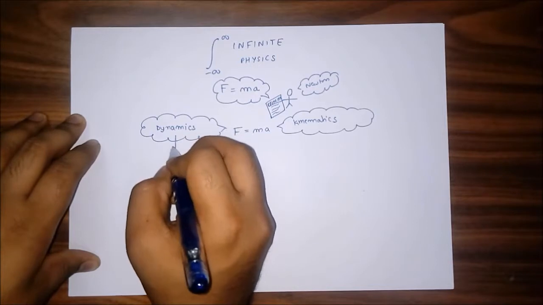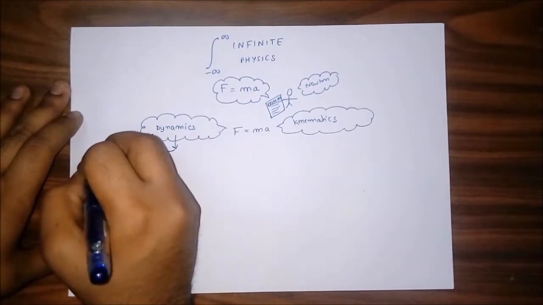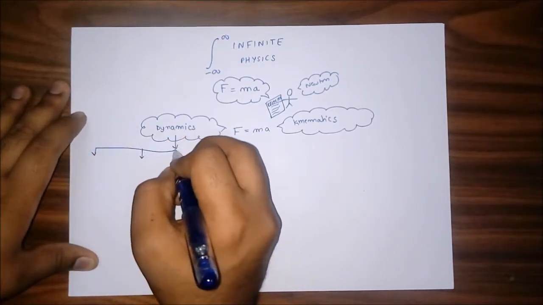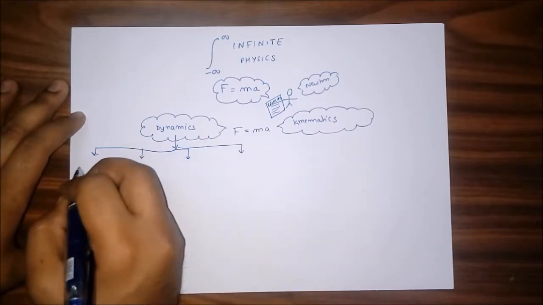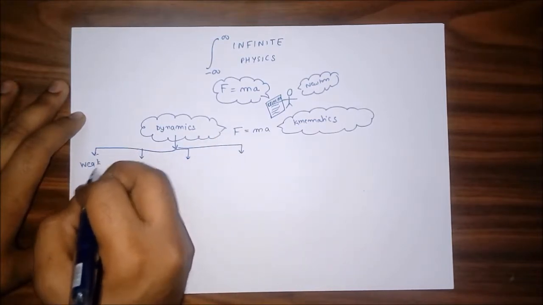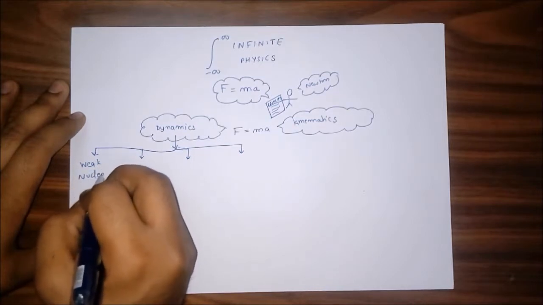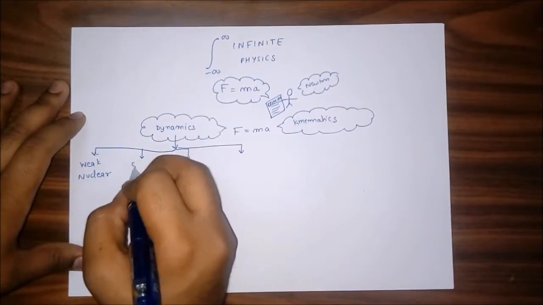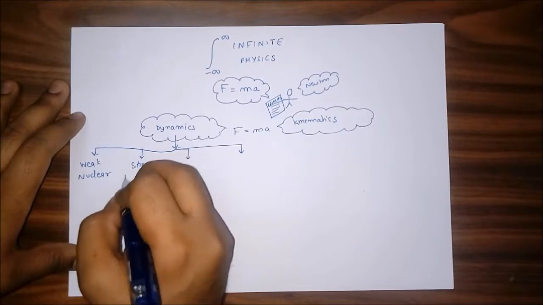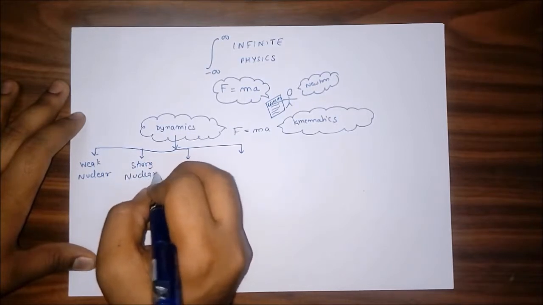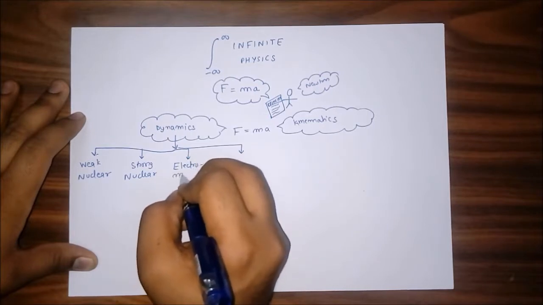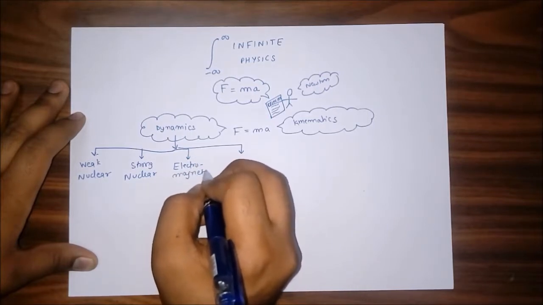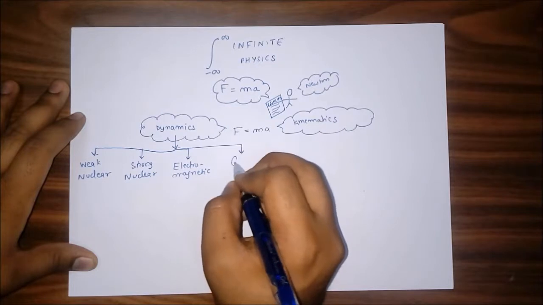The dynamics is described by forces, which are of four types: a weak nuclear force, which occurs in beta decay, and strong nuclear force, which occurs in the nucleus, and electromagnetic force, which occurs in our daily life, and gravity.